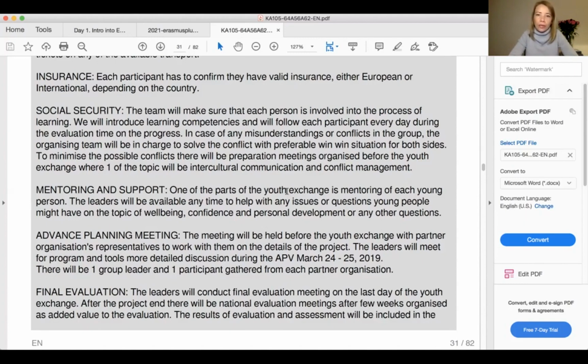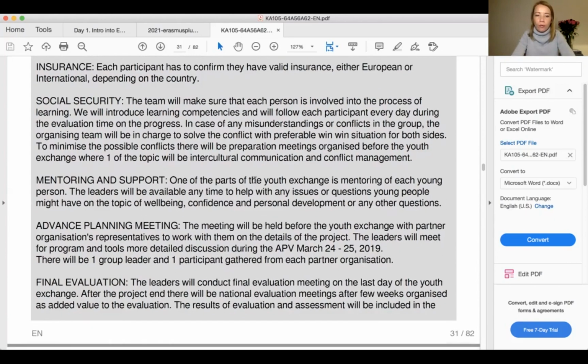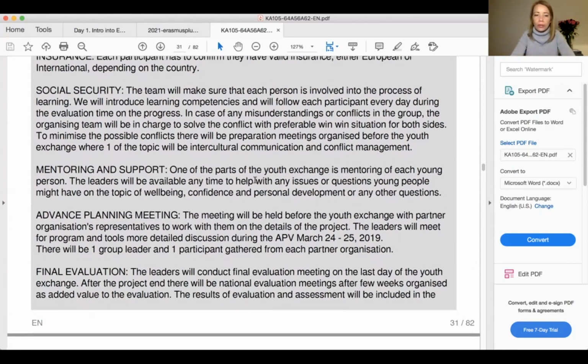You can also do the advanced planning visit, which is the meeting before the actual event, where one representative from an organization comes and together you are thinking about the actual logistics and programs and so on. And any other practical arrangements, like for example, we added final evaluation, that the leaders of the groups will conduct a final evaluation meeting on the last day of the youth exchange. For us, it's quite important because after the project finishes, everyone is gone, and we didn't have enough time to do evaluation between the team members, between the project managers and the leaders.